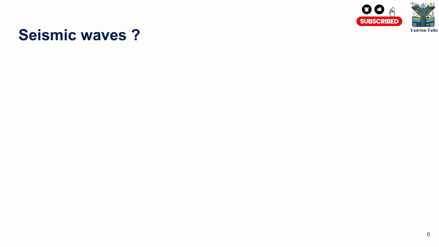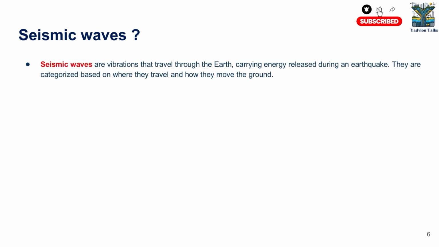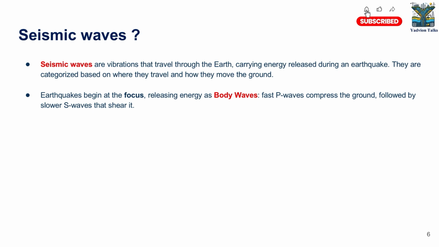Seismic waves. So, what are seismic waves? Seismic waves are vibrations that travel through the Earth, carrying energy released during the earthquake. They are categorized by where they travel and how they move the ground. Based on this, they are categorized into two categories: body waves and surface waves.